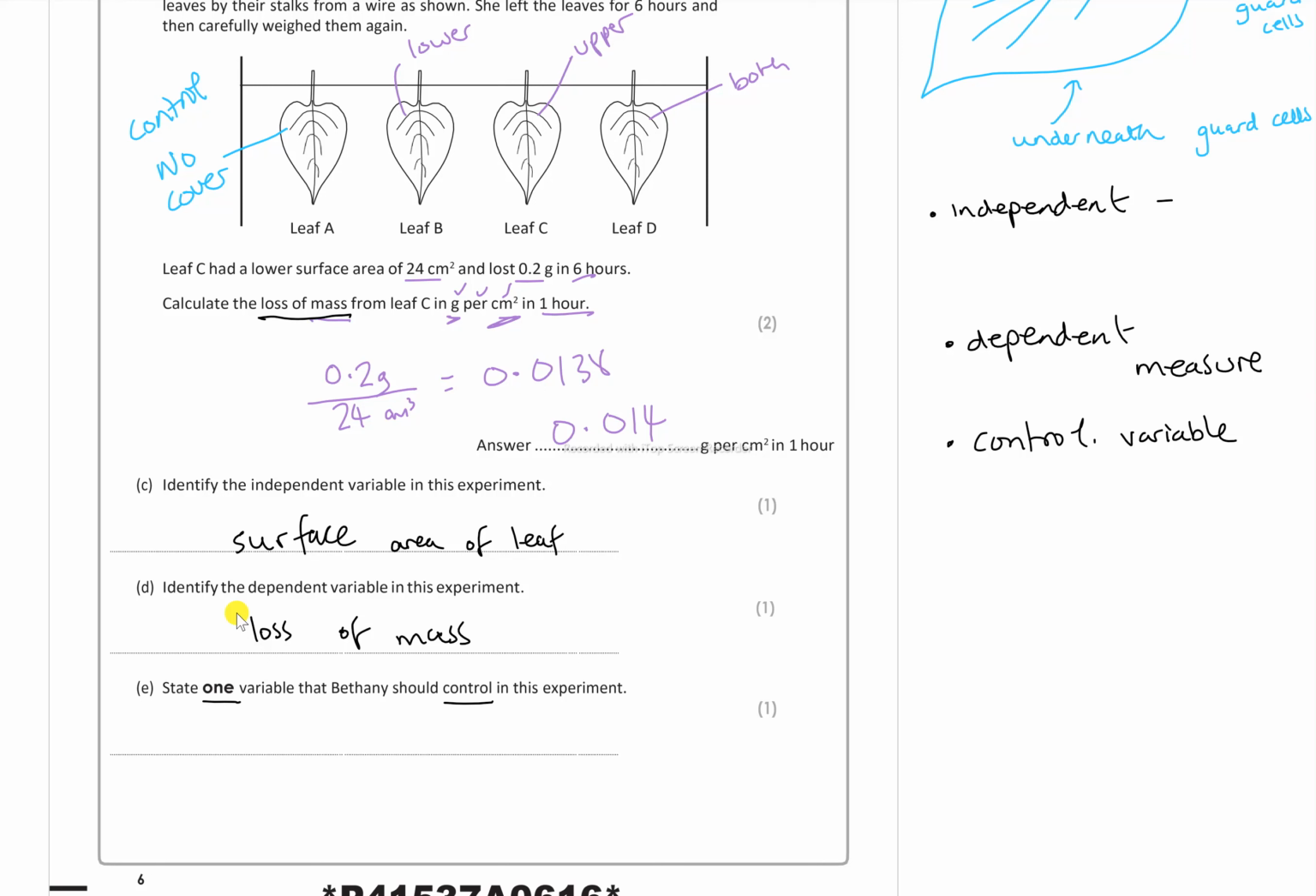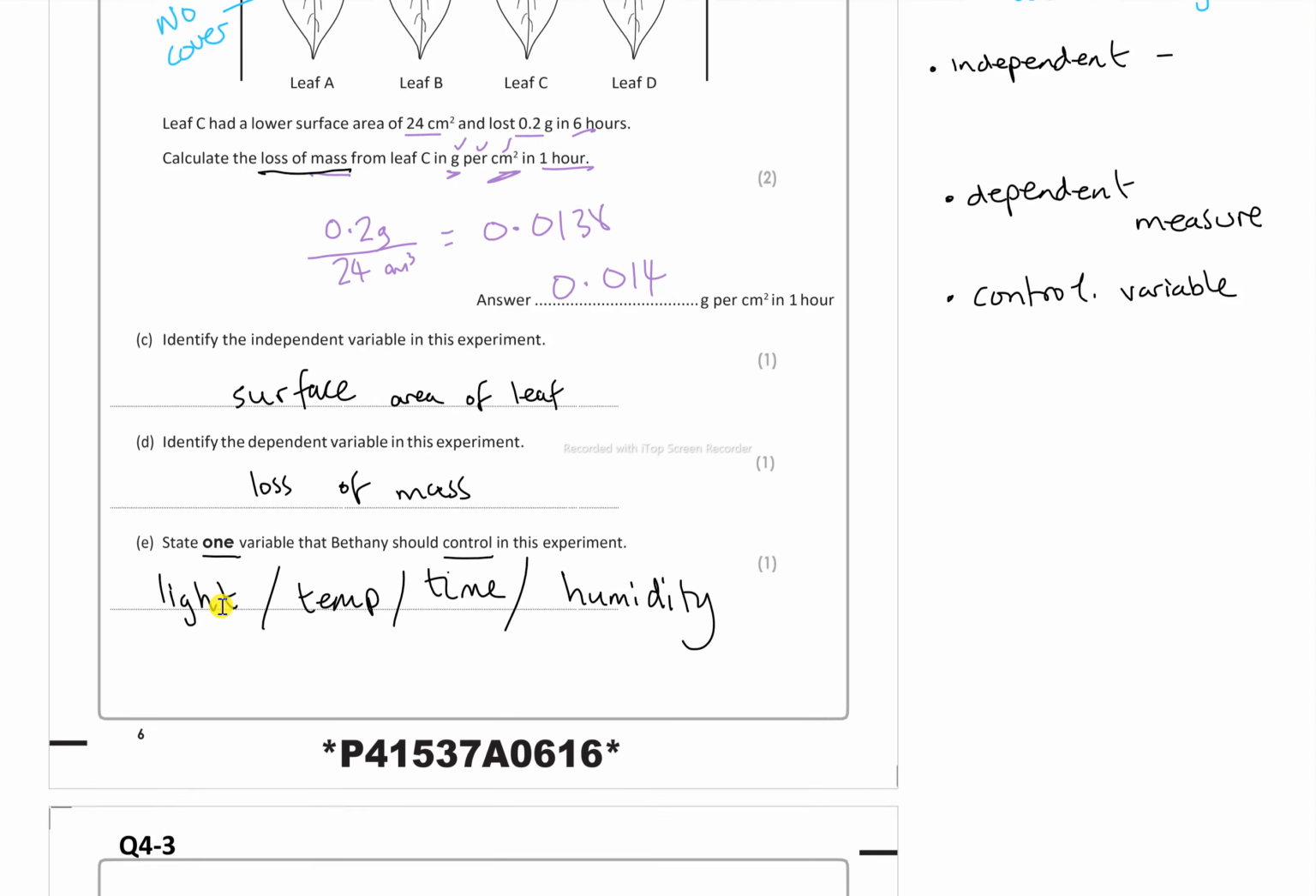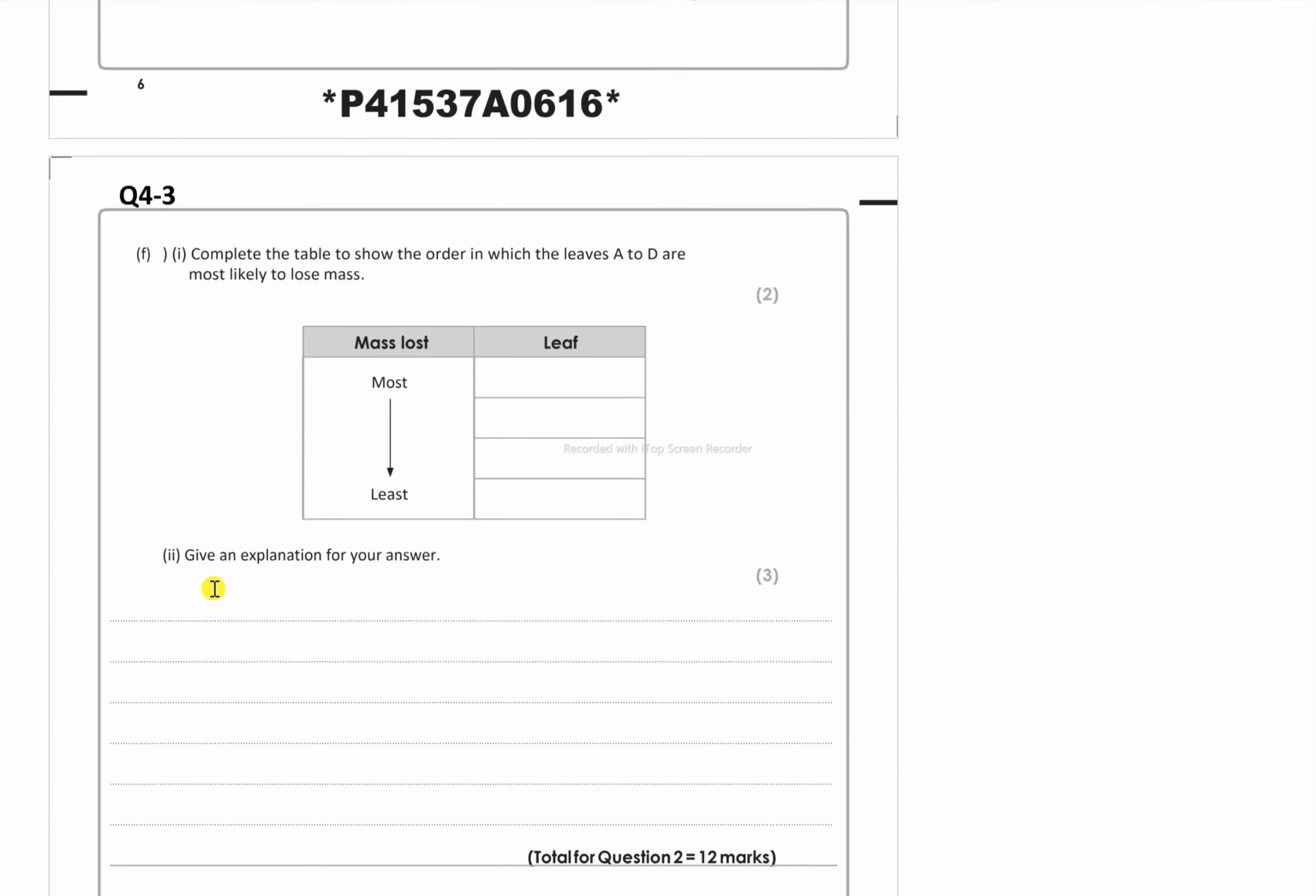So what can we keep the same here? The amount of light we apply, the temperature in the room, the amount of time you keep the experiment going, the type of jelly, what else is there? The humidity makes a difference, yeah? Humidity. All right. Good.